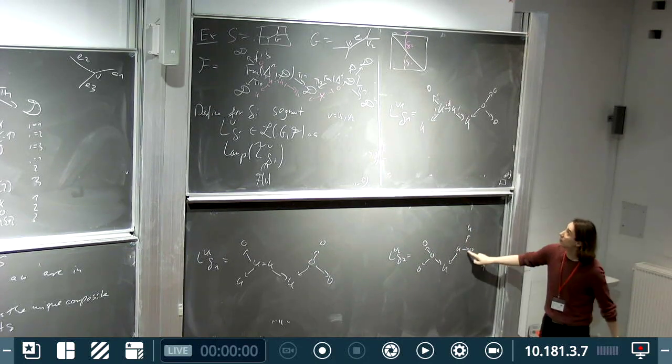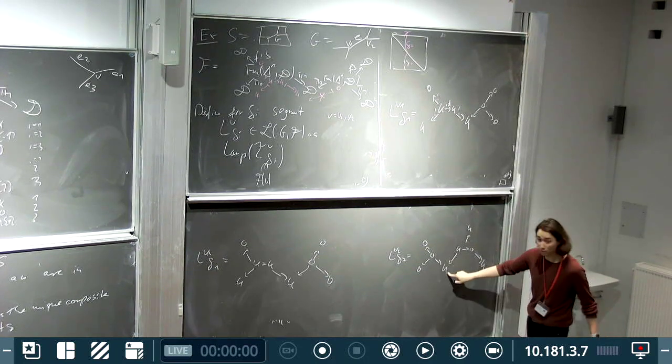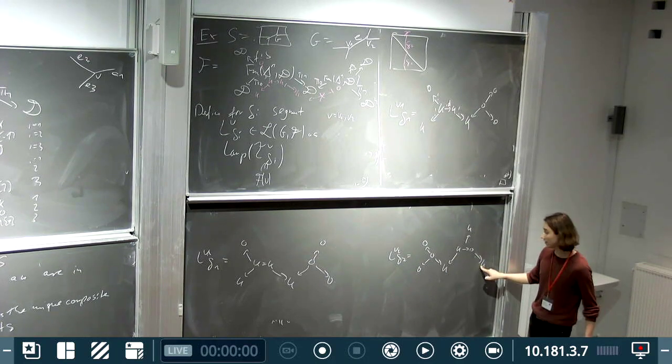So you take K goes to 0, and you apply the fiber, you get K. You apply pi 0, you get K. You apply pi 1, and you get 0.